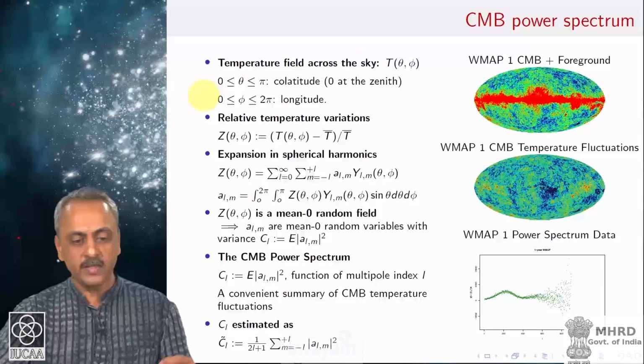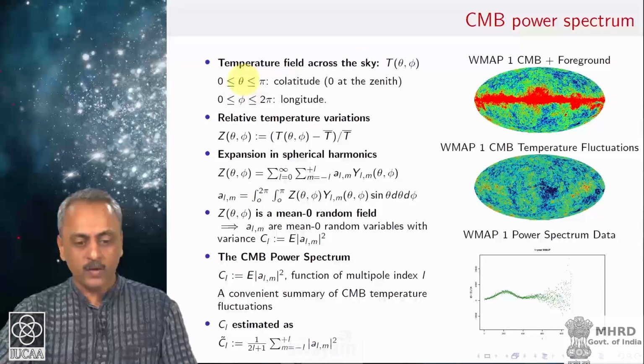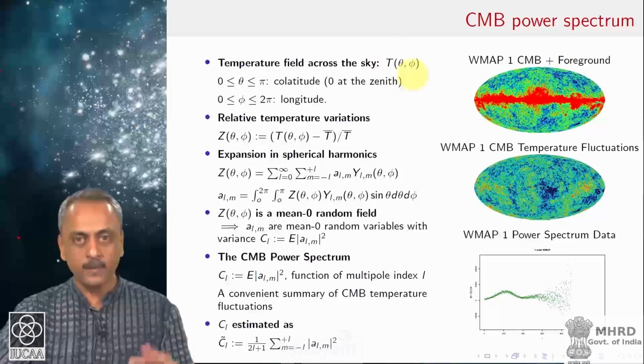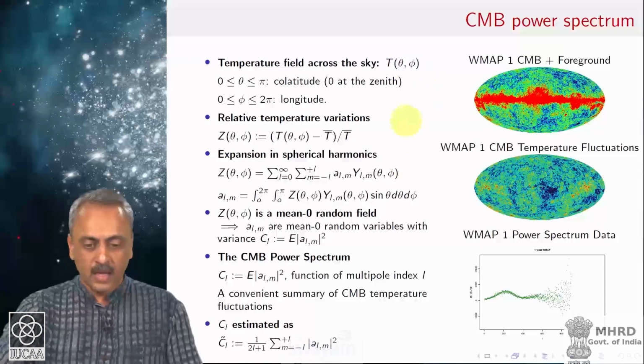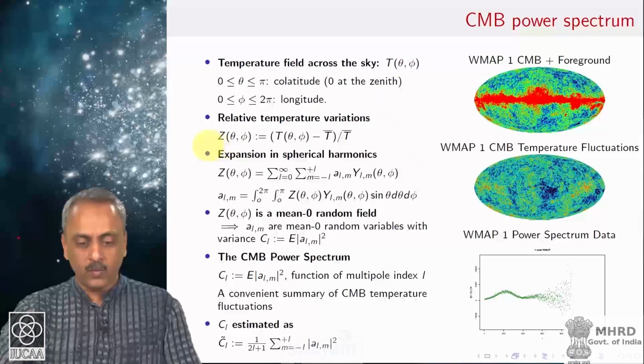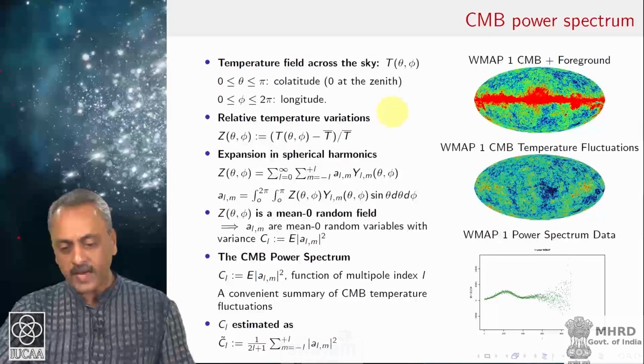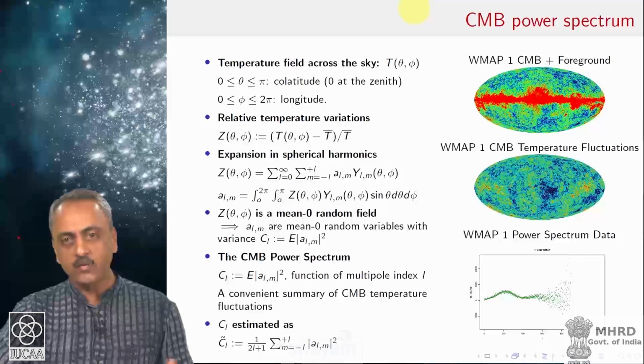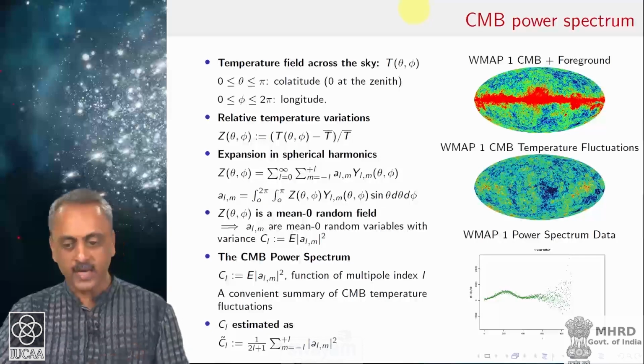The locations on the sphere are characterized in terms of two angles, let us call them theta and phi. So you have this temperature field as a function of different angular directions characterized by two angles. The actual way the data is collected and processed involves a lot more than what I am describing here.